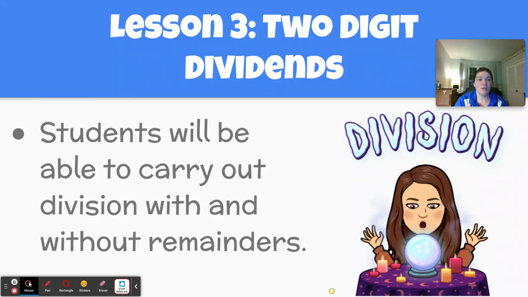Today we are in My Math Chapter 3, Lesson 3, and we are doing some division, dividing with two-digit dividends. Your objective today is that students will be able to carry out division with and without remainders. So let's get to it.